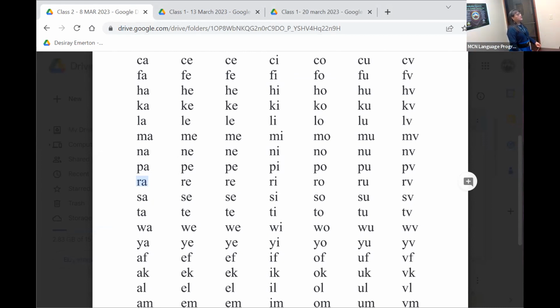The first one is tha, the, thi, the, tho, thu, tha. The next line is sa, se, si, se, so, su, sa. The third line is da, te, ti, te, do, do, da.